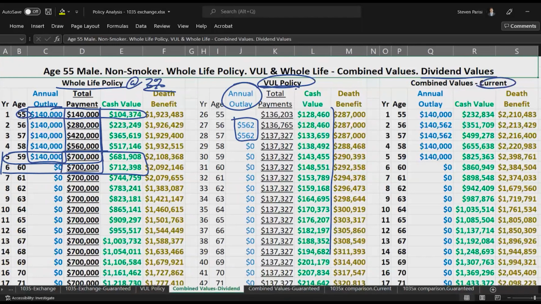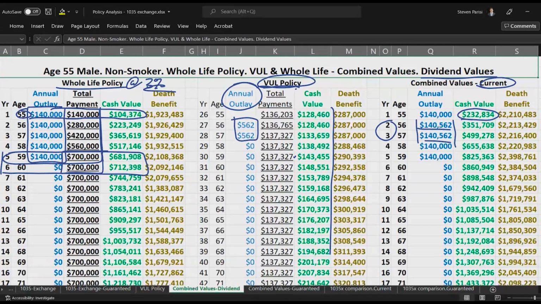Okay. Then you've got the combined values. So the combined values current, what that means current, is based on the current dividend rate and also the current insurance expenses with that VUL policy. So everything as they are today, and then assuming things stay the same indefinitely as the years pass. But what we see here, the combined values, years 2 and 3, the payment is just over 140 grand. He's not funding this with a whole lot more. But there's the combined value.